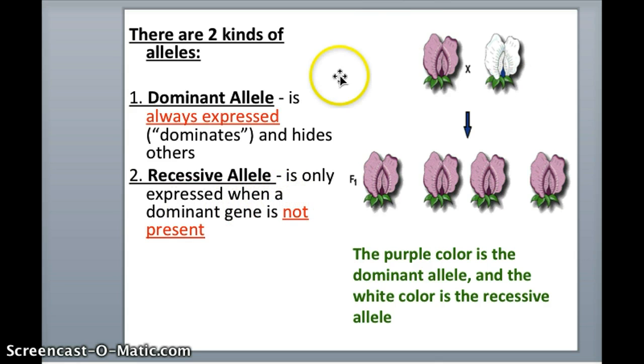So for example, if you look at the research that Mendel did for the pea plants, the purple color is dominant and the white color is recessive. And we know this because when he crossed purple and white, it created all purple flowers and it masked the white color. So the purple color is dominant.